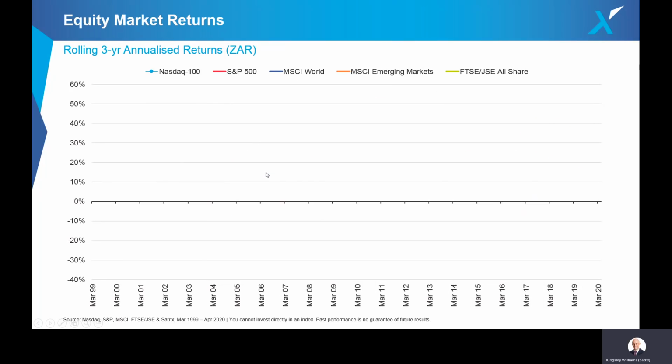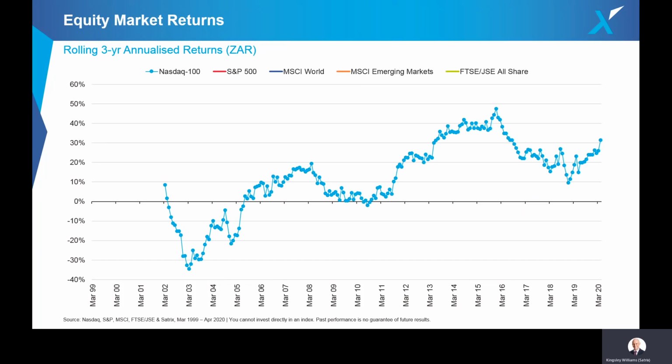So on the next chart, I'm going to plot the rolling 3-year annualized returns of all of these indices in rands now. So have a look at the NASDAQ. The first point will only be in March 2002 because it requires the first 3 years worth of monthly returns in order to calculate that first 3-year annualized return. And you'll notice that even on a 3-year basis, there were significant periods where an offshore strategy investing in something like NASDAQ 100 would have delivered negative returns, even on a 3-year basis.